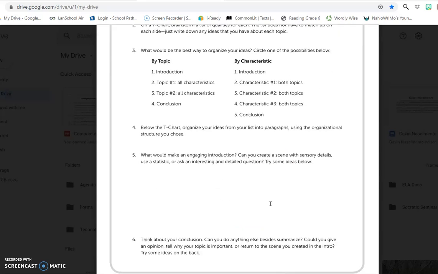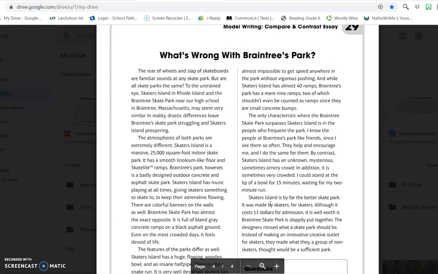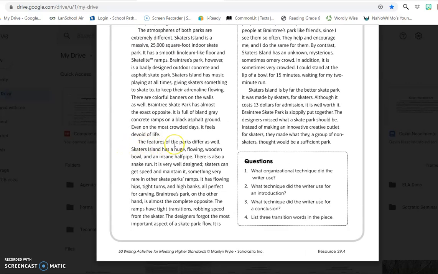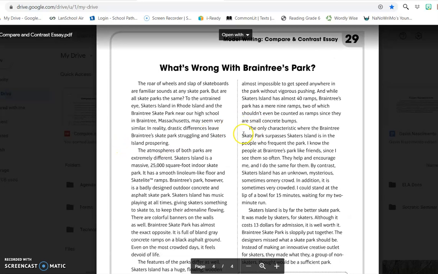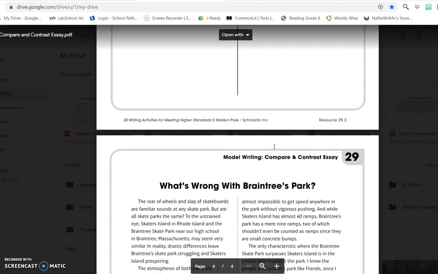Now, if we take a look at the model writing down here, that second option is what the author of this piece does. So they compare the characteristic of atmosphere, they compare the characteristic of the features of the park, and then the characteristic here, where they get into the contrasting piece, is frequency. So that's how the model writer sets up the piece with characteristics.